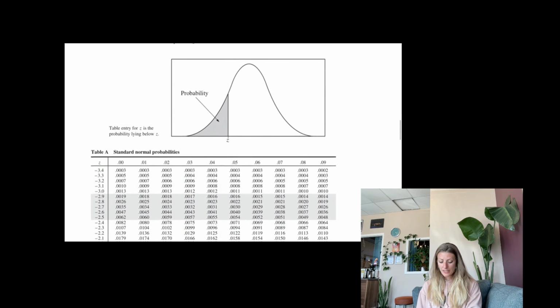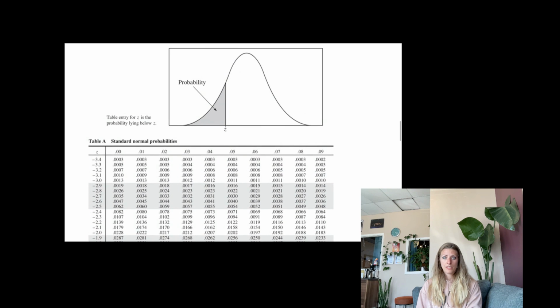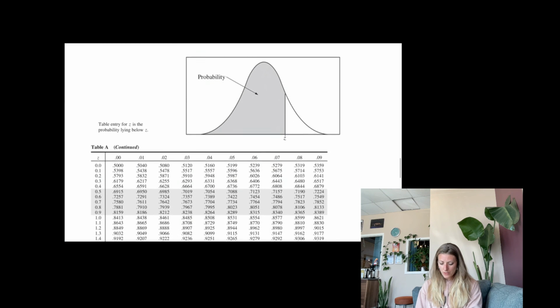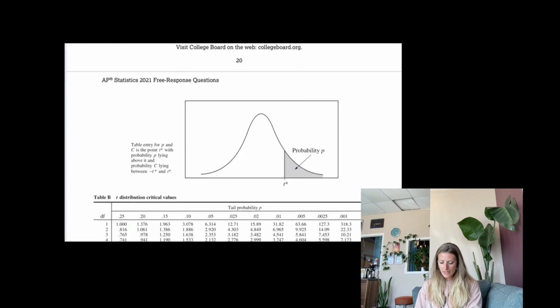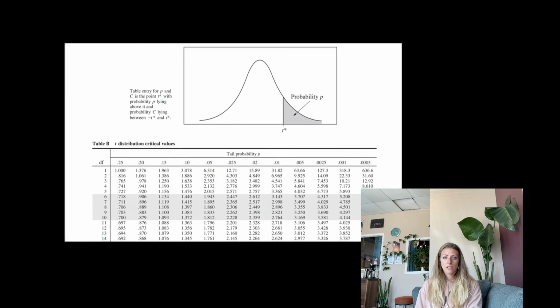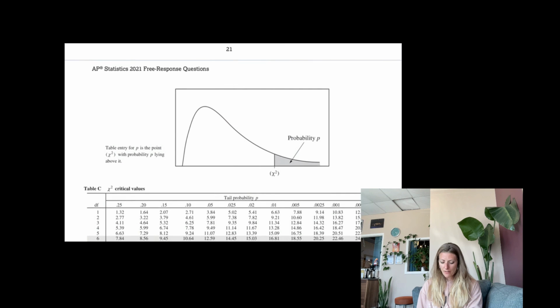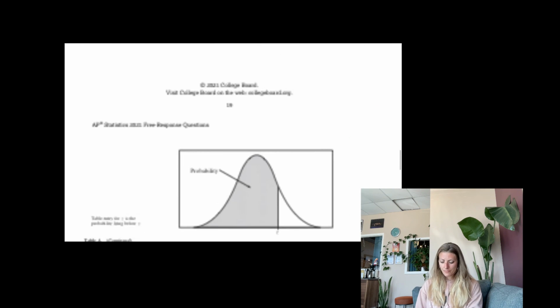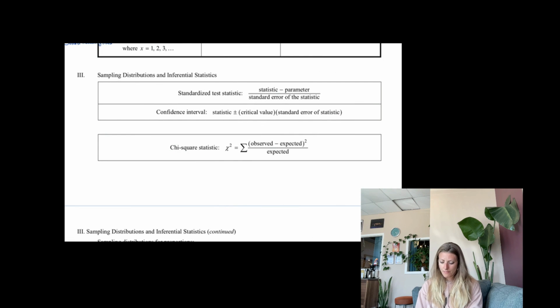The last bit of it is the standard normal curve, your z-table. So you'll have that with you. And you have t distribution as well. So that'll be on there. And you have chi-squared critical values. So you use your test statistic formula to get z or t or chi-squared or z star or t star.